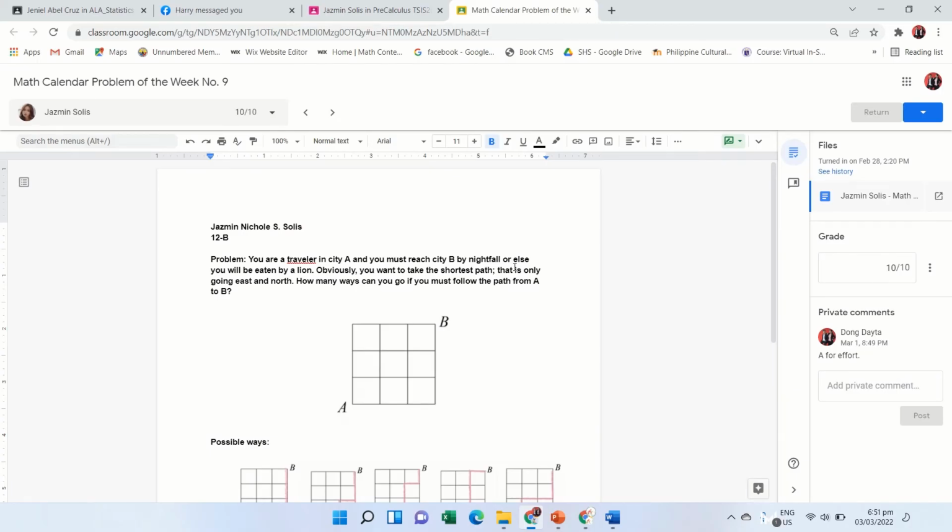Most of our participants used the first method of solving, and that is using combinatorics, and they got the correct answer. Here, let us show you the solution of one of our participants, and that is using direct counting. She counted manually the number of ways going from City A to City B and also got the correct answer.